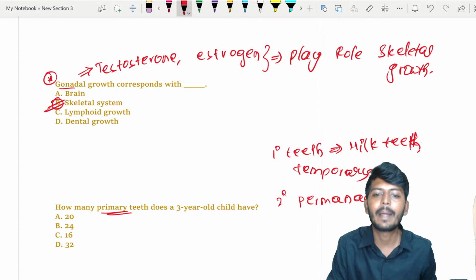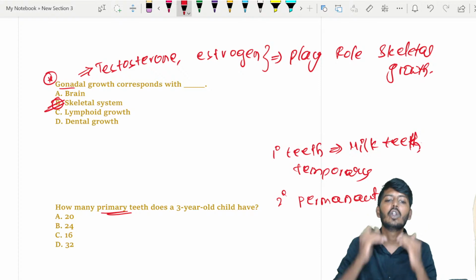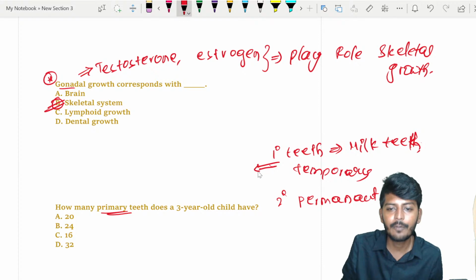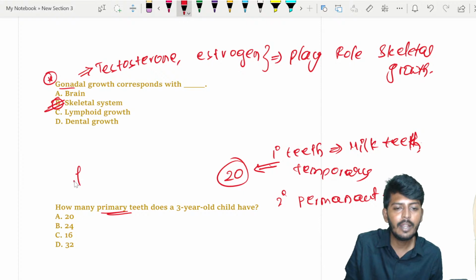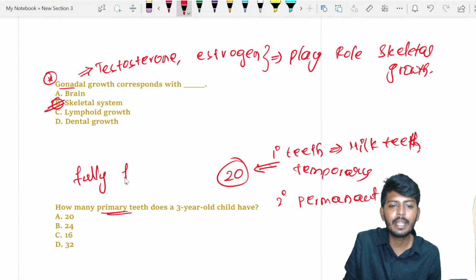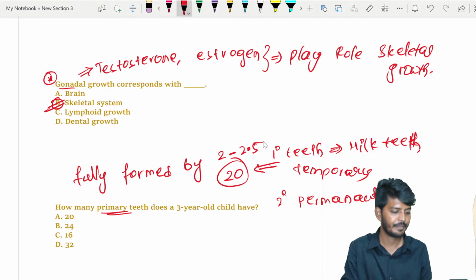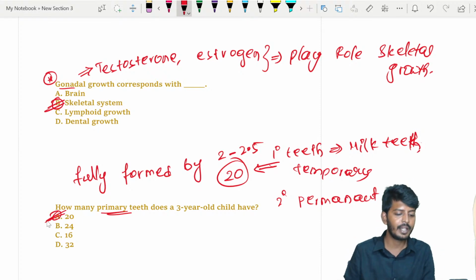So secondary teeth will be permanent, and there will be 32 secondary teeth in total: upper jaw 16 and lower jaw 16. But when we are speaking of primary teeth, there will be 20 teeth. And remember, they are fully formed by the age of 2 to 2.5 years. So very good, the answer is 20 teeth. By 3 years of age, that should be completed.